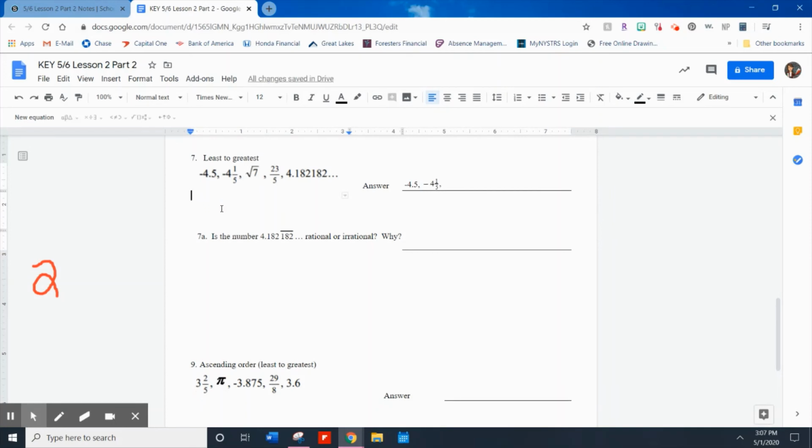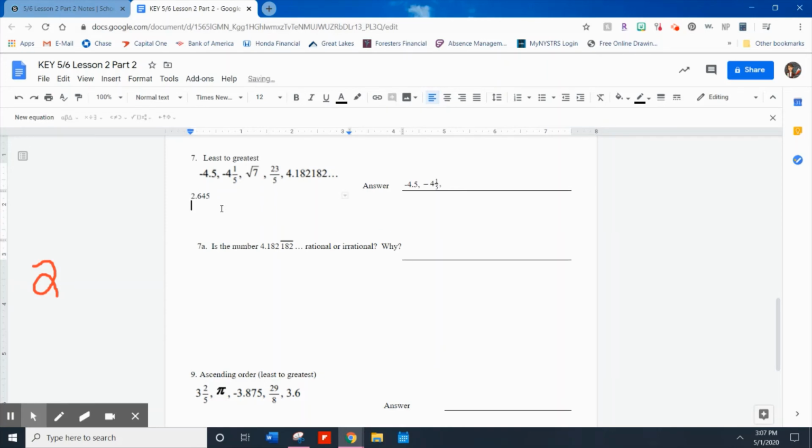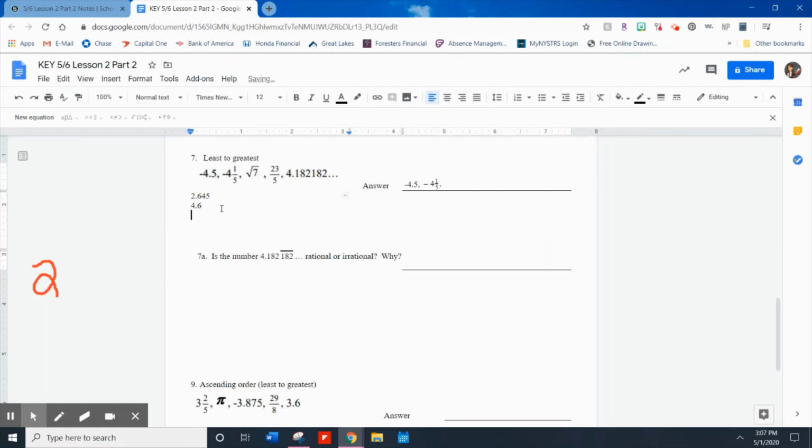All right, next we've got the square root of 7. Type it into your calculator. Irrational number, 2.645. I'm just going to leave it at that. If we're going to need more decimal values as we go on, then I'll come back to that. Next one, 23/5. Simplify that, and that simplifies to 4.6.